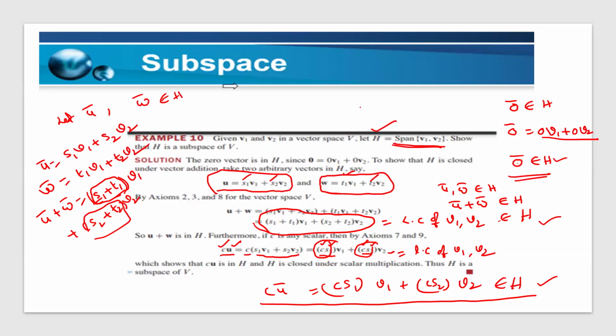Just now I explained what a subspace is. These are the three conditions for a subspace. If these three are satisfied, then H is a subspace of V. So the span of V1, V2 is a subspace of V.